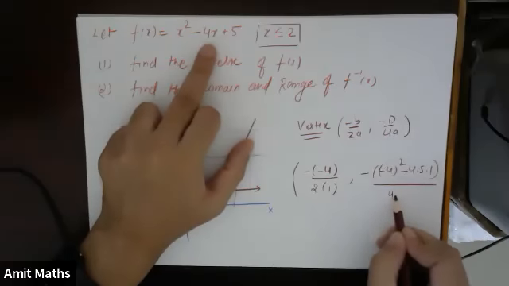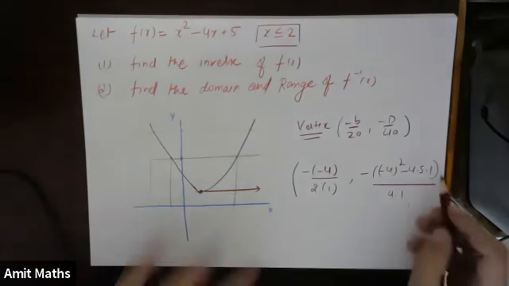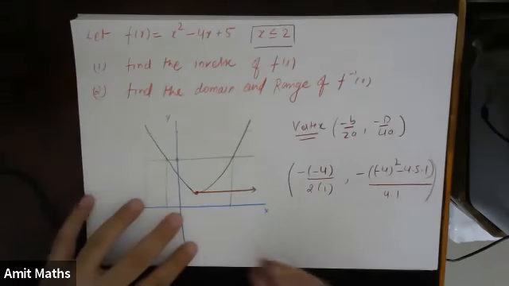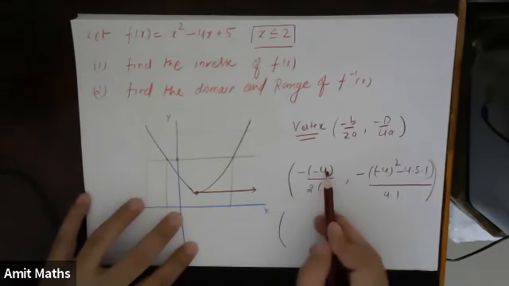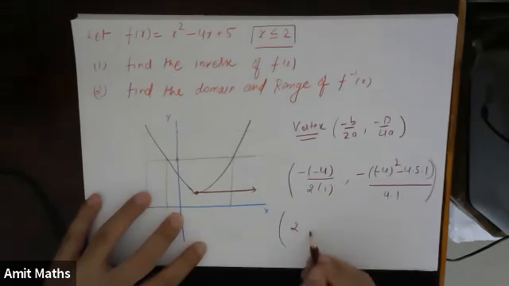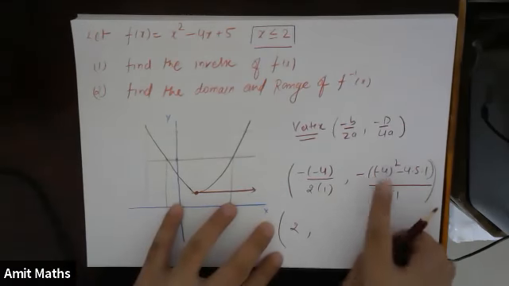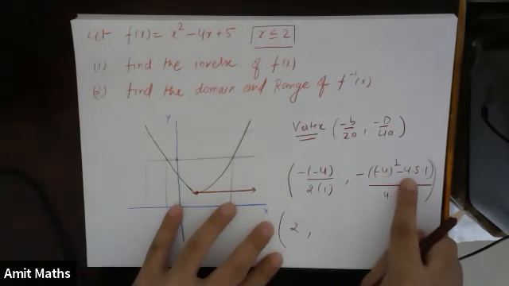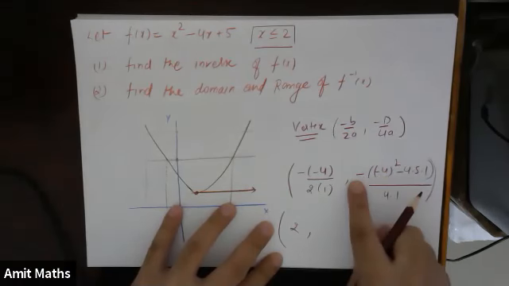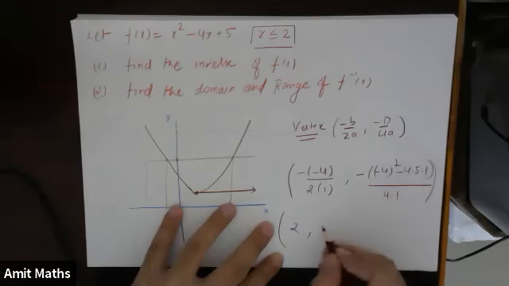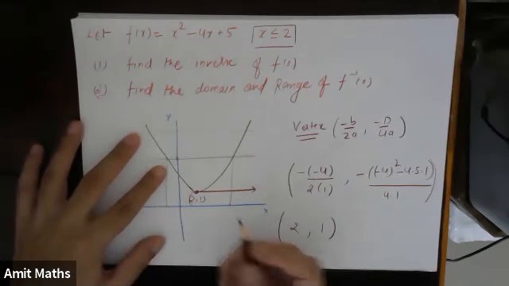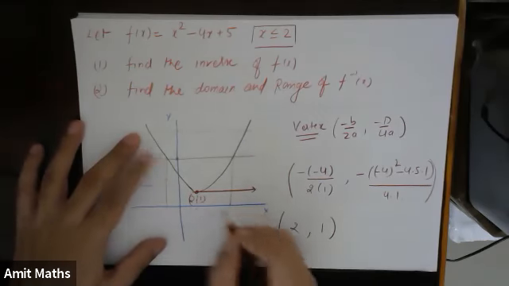4 into 1. Okay. So this is minus b by 2a and this is minus D by 4a. Minus b by 2a is plus 4 upon 2, so this is 2, comma. This is minus of minus 4 whole square, 16, 16 minus 20, minus 4. Minus 4 into minus, plus 4 divided by 4, 1. So that means this point is 2, comma 1.